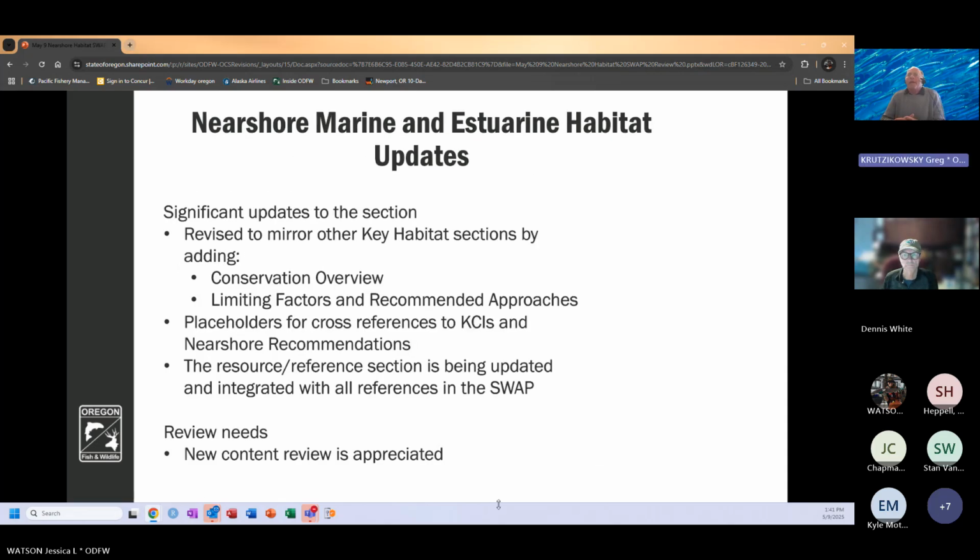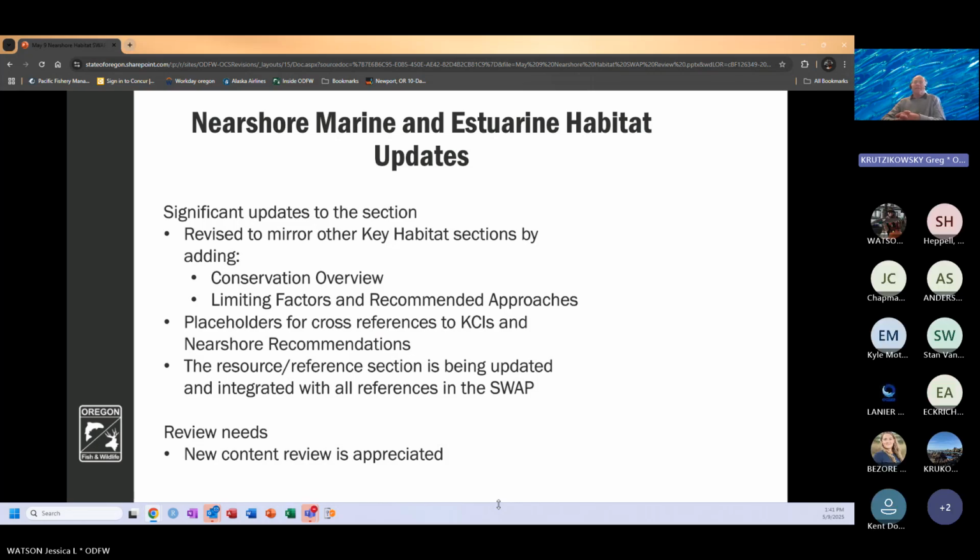So we have made some significant updates to the section. We revised it, as I mentioned before, to mirror the other key habitat sections by adding that conservation overview, the limiting factors and recommended approaches. We've also put in placeholders for cross-references to various KCIs that are important for the nearshore and the nearshore recommendations, which was a portion of the old nearshore strategy portion of the SWAP.